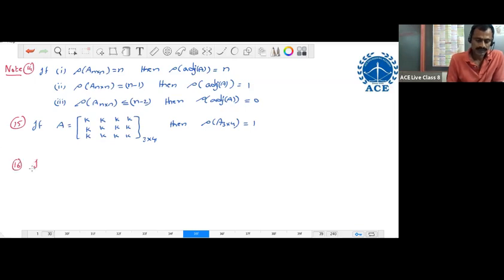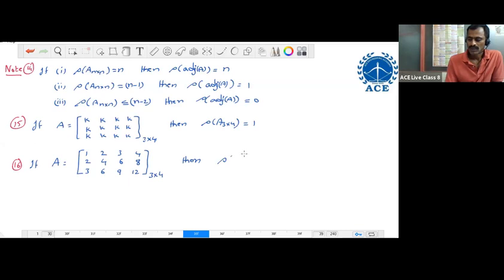16th. If A is the 3 by 4 matrix with rows 1, 2, 3, 4; 2, 4, 6, 8; 3, 6, 9, 12, then the rank of A is equal to 1. Here we can see the second row is 2 times the first row, and the third row is 3 times the first row only. That is, all the rows are proportional.